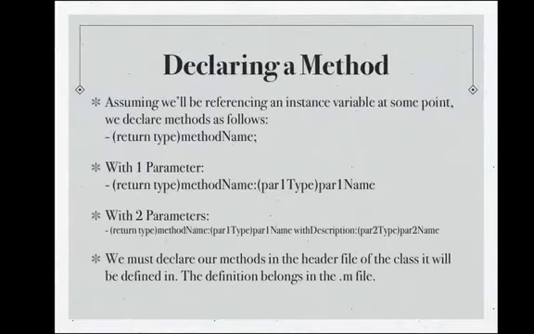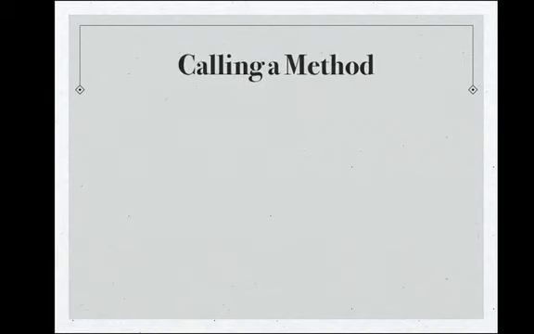Now, when we declare our methods, we have to declare them in the header file. The definition is actually going to go in the .m file. Calling a method is pretty simple. We're going to use left brackets, and we're going to call the object that we're trying to call the method from, and then we call the method name. That's assuming there are no parameters in this method.